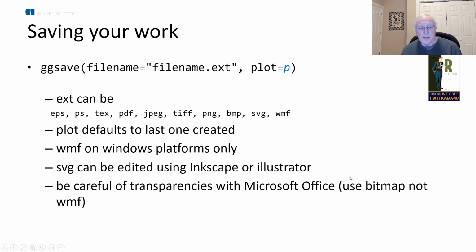The thing that I would be careful about, though, is that right now, if you save your file as a WMF, a Windows Metafile, that's what you would normally save if you were going to paste a graphic into PowerPoint or Microsoft Word. But if you do that with your WMF, you're going to lose any transparencies that you specified. It'll be as if transparency equals 1. And so it's better if you have transparencies to save your image as a bitmap. Save it as a JPEG, for example, or a PNG, and then paste it into Word or paste it into PowerPoint.